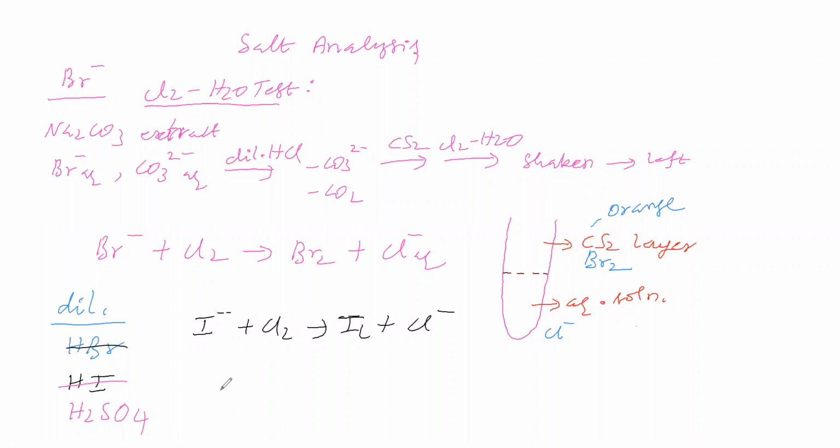Okay. Next, dilute nitric acid we'll see. Dilute nitric acid converts carbonate into carbon dioxide. Okay. The nitrate part is not affecting chlorine water. So we may use dilute nitric acid. Then dilute acetic acid we'll see.